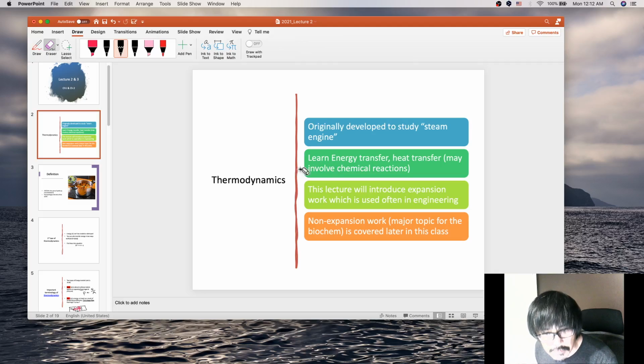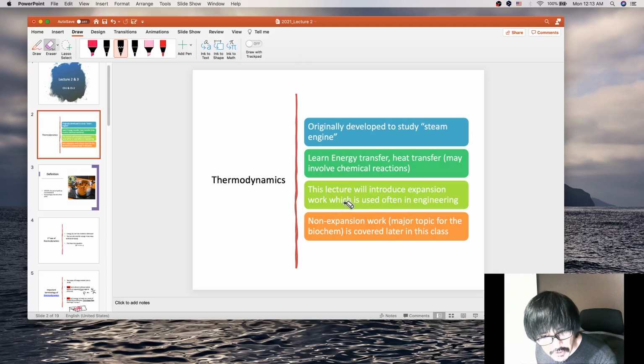So for this particular section, we're going to learn about energy transfer. It could be heat transfer, or it could be the work done by the system or done on the system. So it's work and heat. Those are the two energy transfers.